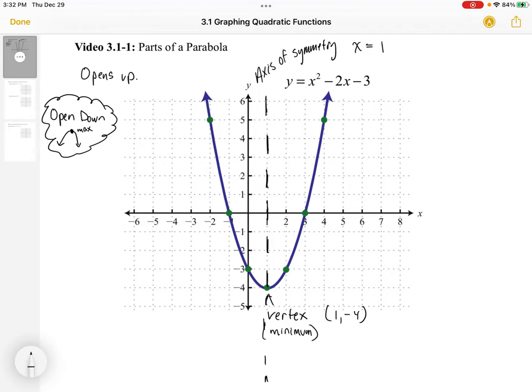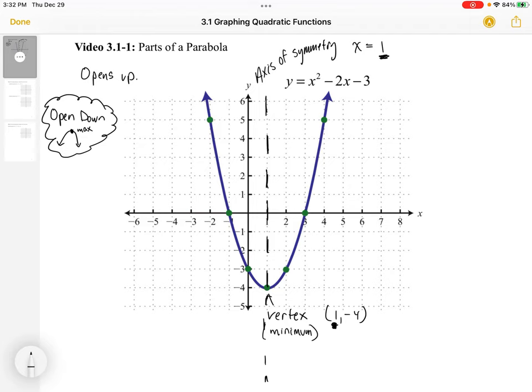The axis of symmetry is always going to be written as x equals a number because it's always a vertical line. Notice that the axis of symmetry is the same as the x coordinate of the vertex. That is always going to be true.